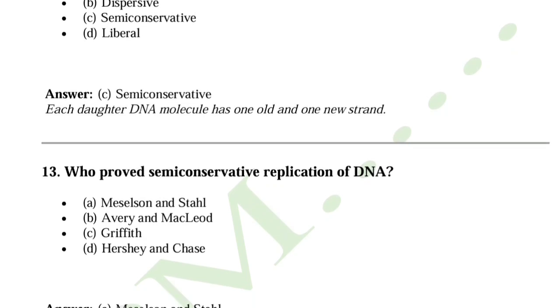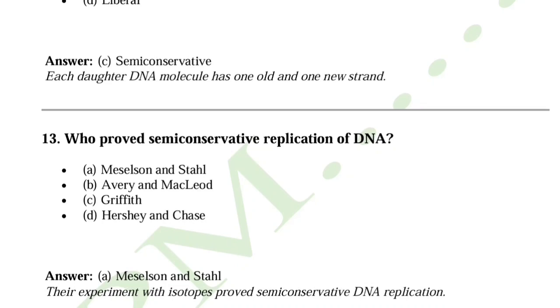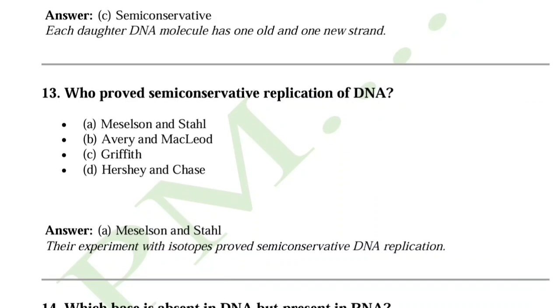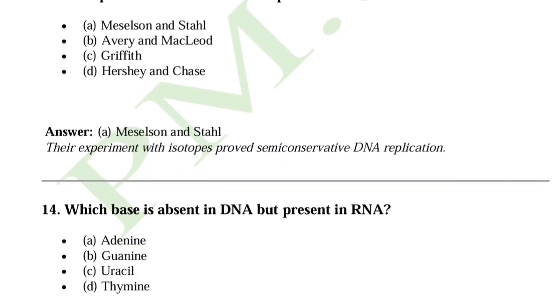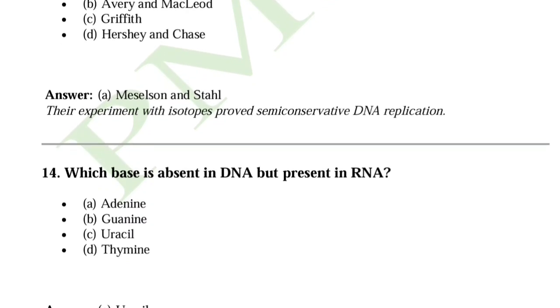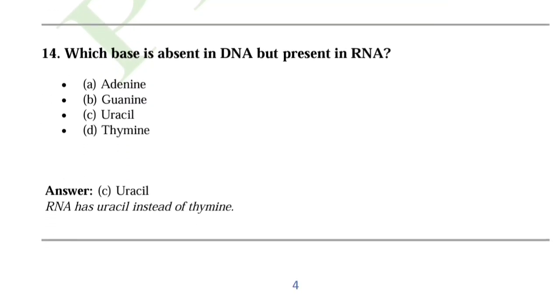Question number 13, who proved semi-conservative replication of DNA? So the right answer is A. Meselson and Stahl is the right option. Their experiment with isotopes proved semi-conservative DNA replication. Question number 14, which base is absent in DNA but present in RNA? Okay, so the right option is C. Uracil is absent in DNA but present in RNA.